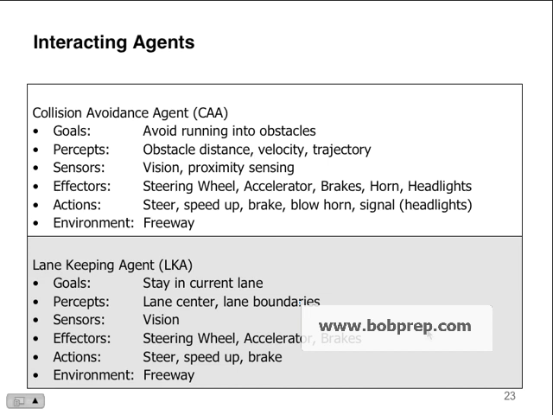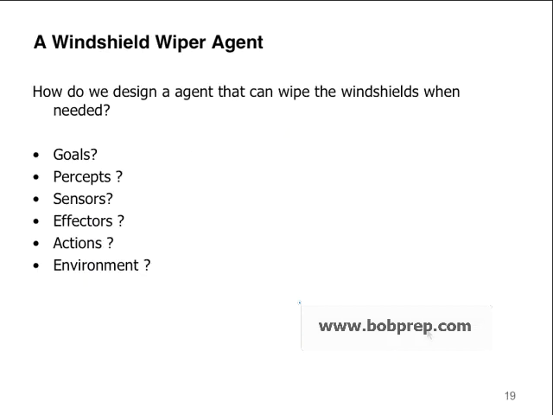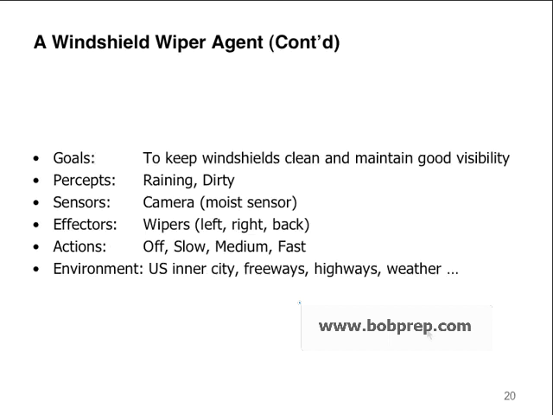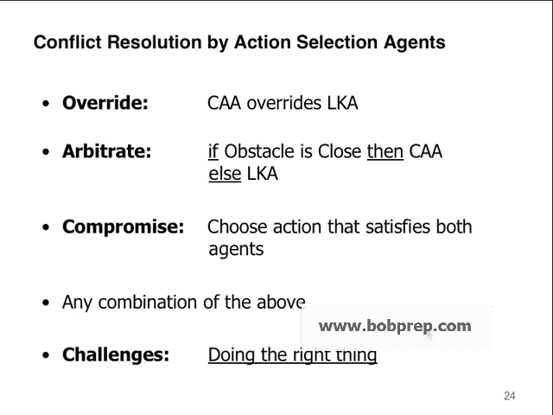So I'm going through this stuff because this is what you need to do for the assignment. Because I'm going to ask you something like this, and it's going to say, how would you design an agent that can wipe the windshields when needed? Well, that's how you would design one. This is the information that you need to put into the design. It's just a roadmap, and it's just one way of solving the problem, essentially. It's coming up with the information that you would need for it.